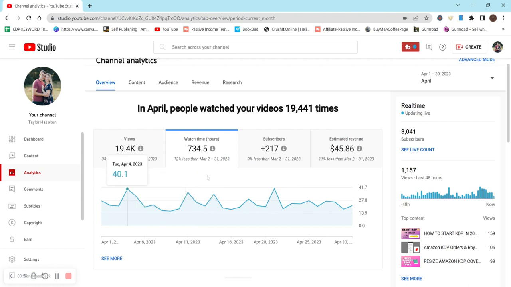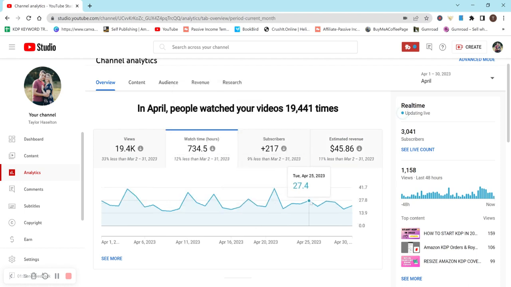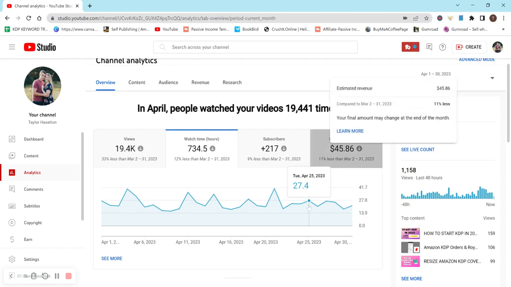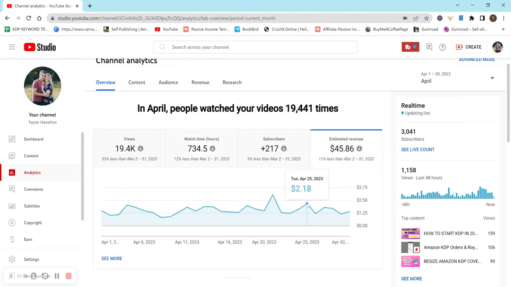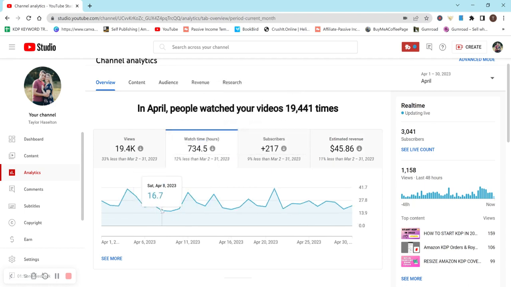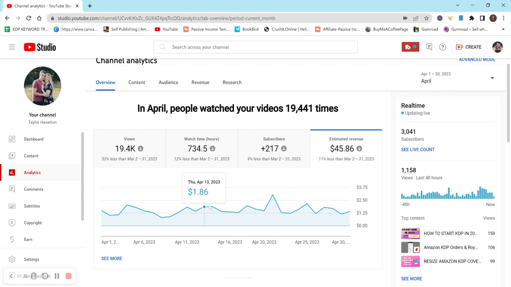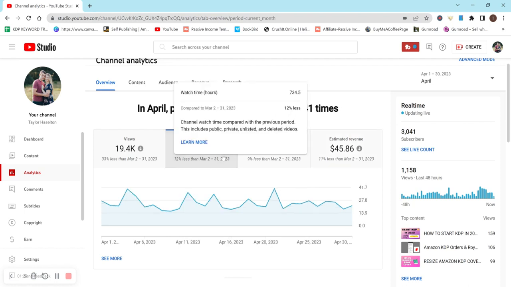Another high day, April 4th, I had 40.1 and I made $2.05. So it doesn't always correlate together, but 27.4 over here and then $2.18. Sometimes it is a bit lower. Let's see, my lowest day I had 16.7, so it does vary quite a bit. April 14th was pretty high at 34.5 and I had $1.86 on both of these days. But I feel like I averaged a little bit over a dollar every day for the most part in April.